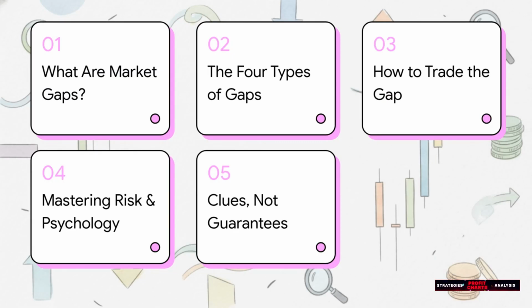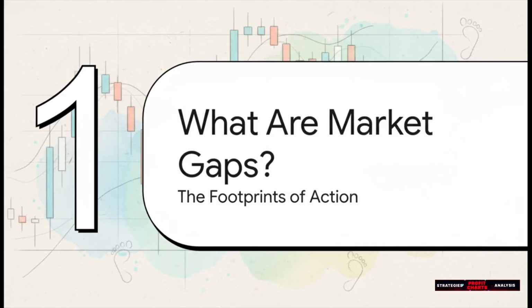So, here's our game plan. We'll kick things off by defining what gaps actually are. Then we'll dive into the four main types you absolutely need to know. After that, we get to the good stuff, a step-by-step trading plan. We'll also cover the make-or-break role of risk in your own mindset, and we'll wrap it all up with the single most important takeaway. Okay, first things first, let's get clear on what we're looking for.